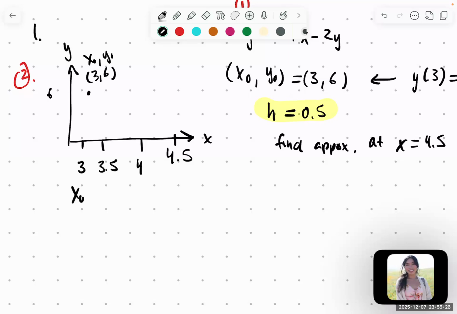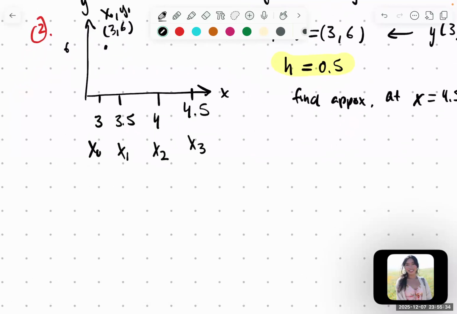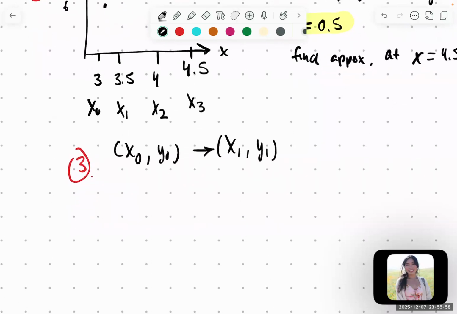Then I like to write down that this will be our x of 0, x of 1, x of 2, and x of 3. Okay. Now we're going to start the third portion. We want to go from x of 0, y of 0 to our x of 1, y of 1. How do you do that? I feel like this is an equation you maybe want to memorize.